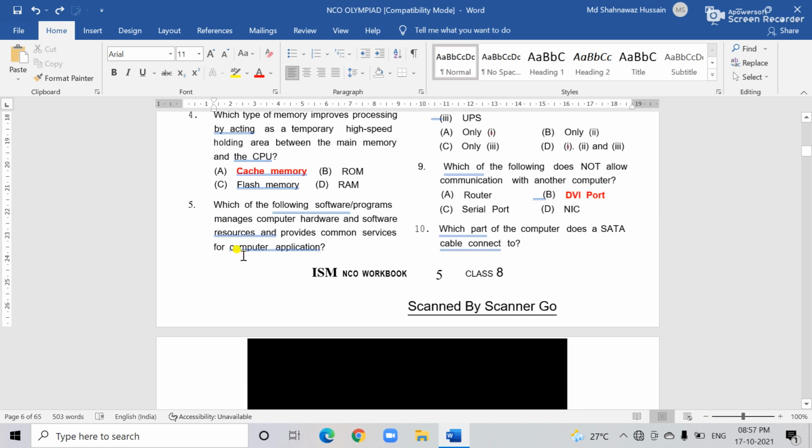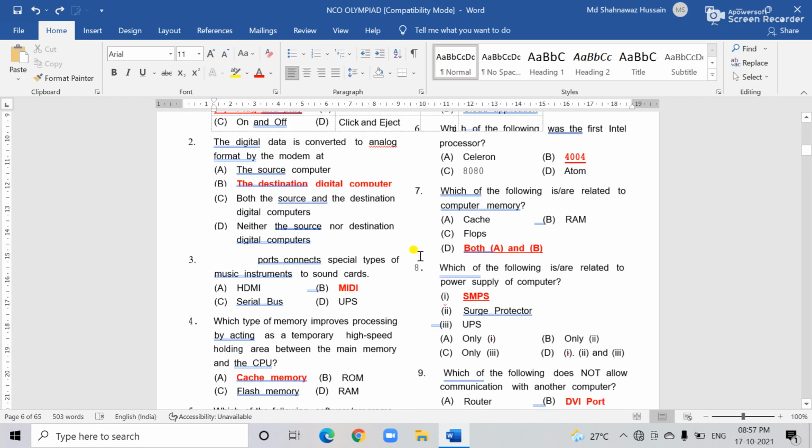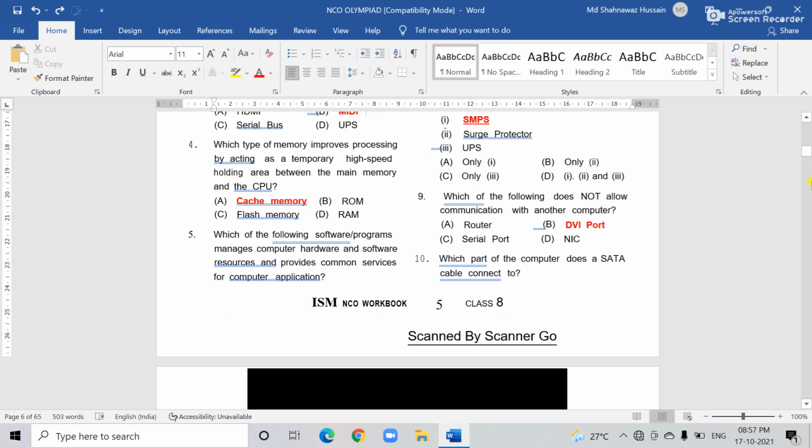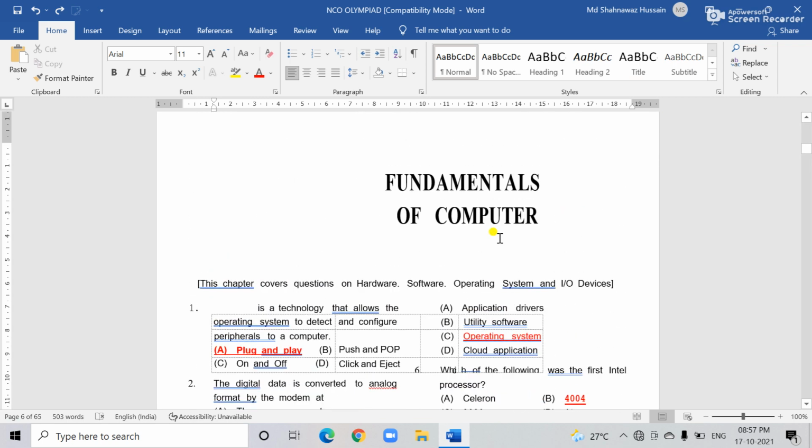Next is number five. Which of the following software programs manages the computer hardware and software resources and provides common services for computer applications? Again I'm repeating the question. You check once. The options are application drivers, utility software, operating system, and cloud application. See, the four options are there.